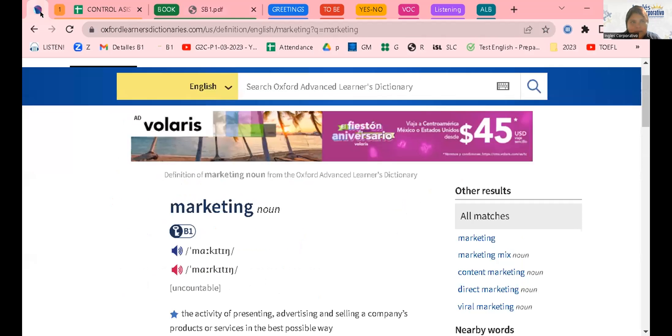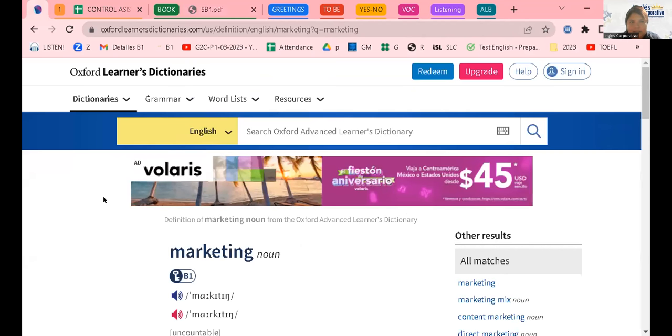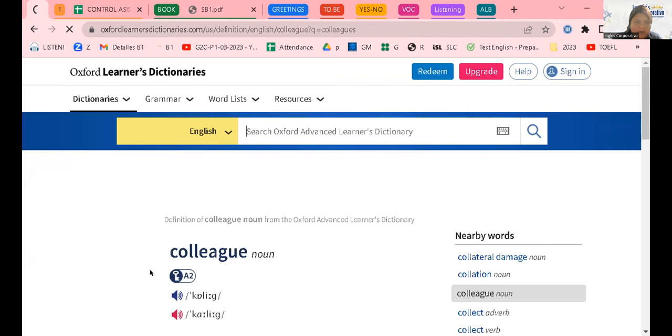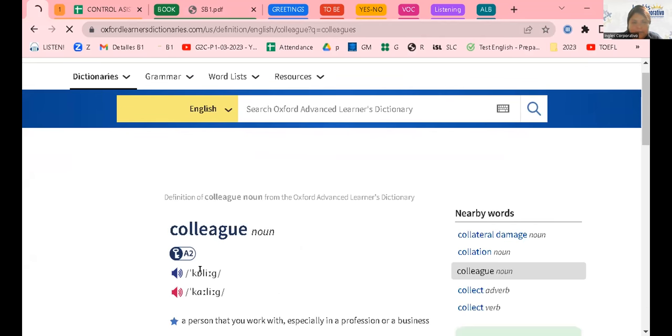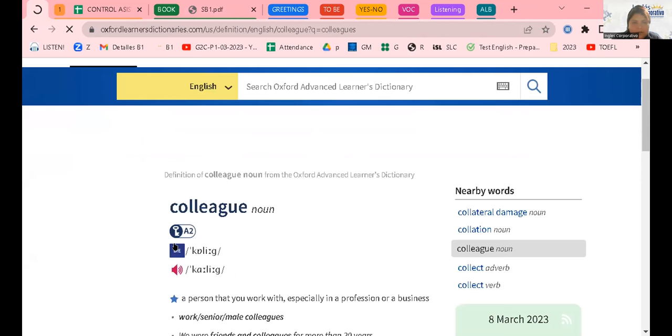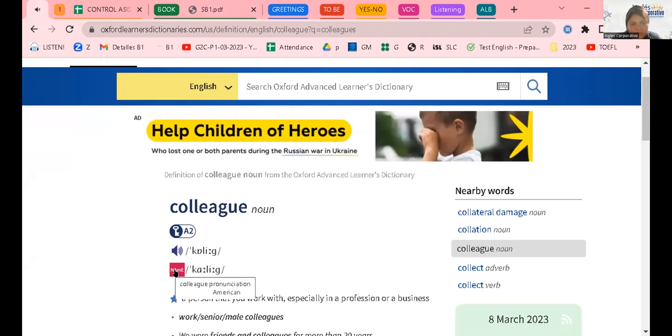Let's go back to the word colleagues. So try to take some notes, okay? Vayan tomando algunos apuntes, perdón, para que vayan escuchando la pronunciación. Colleague. Colleague. Okay.